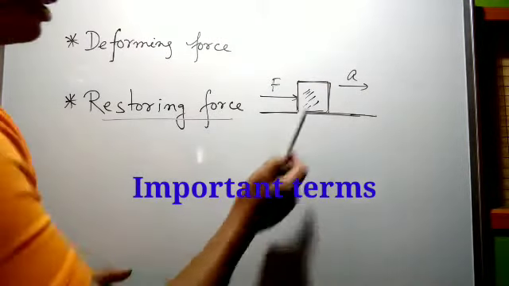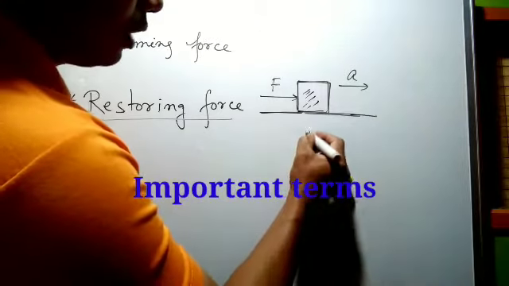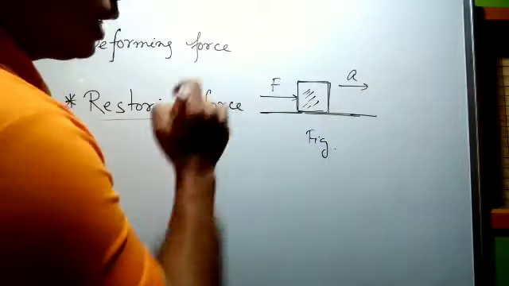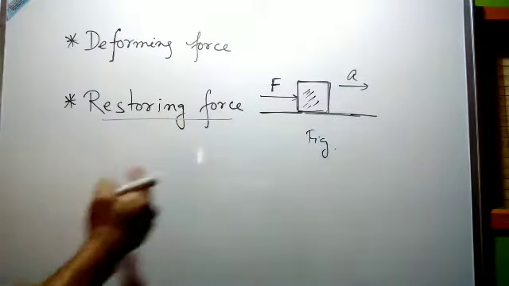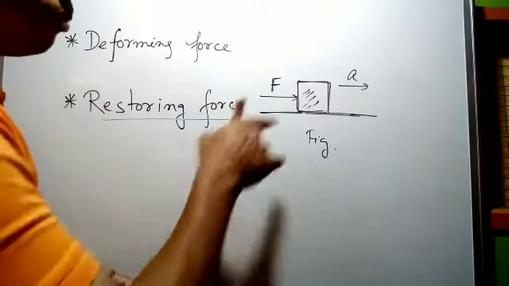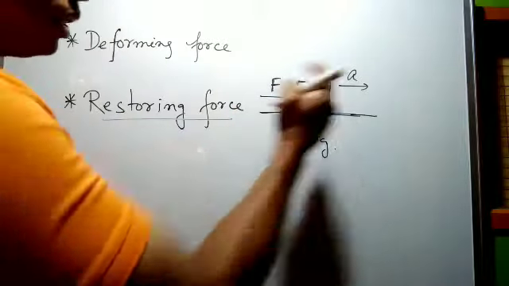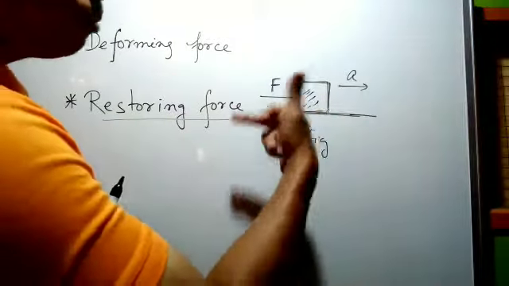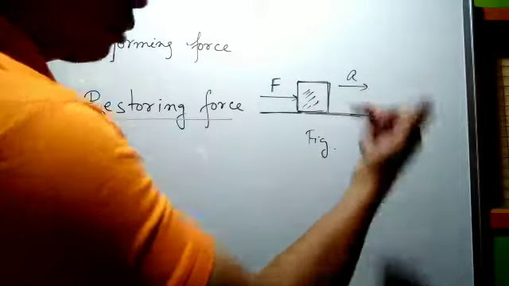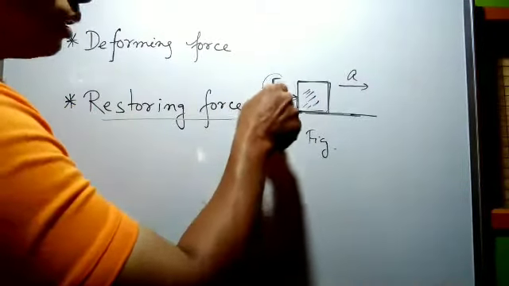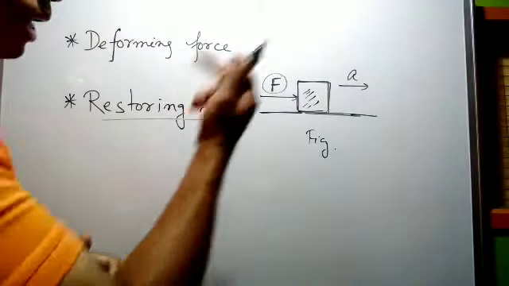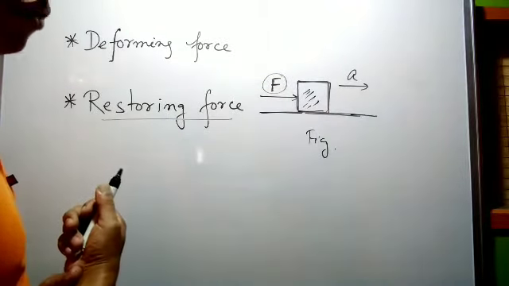So let us take an example. In this figure, an external force F represents a force applied on a body so that the body is moving with some acceleration A. This is not a deforming force.